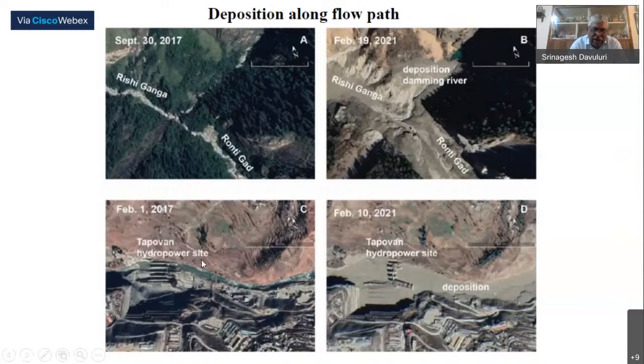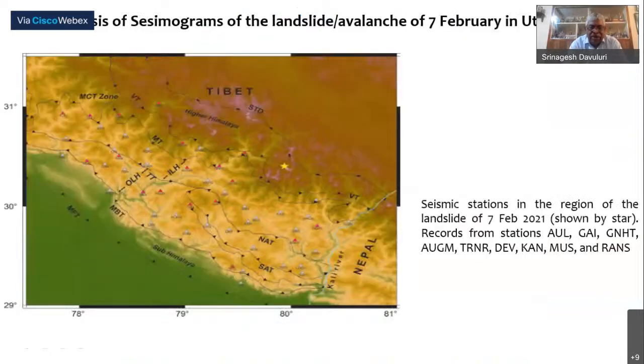On February 1, 2017, the Tapovan hydropower site was under construction, and you can see how it looks like. And on February 10, 2021, the entire Tapovan hydropower site has been deposited with debris and rock and other silt and other material, and this has become more or less a graveyard like thing because of this catastrophic event which came and hit.